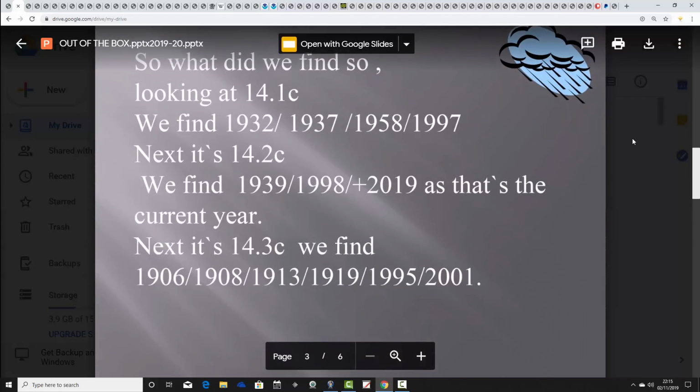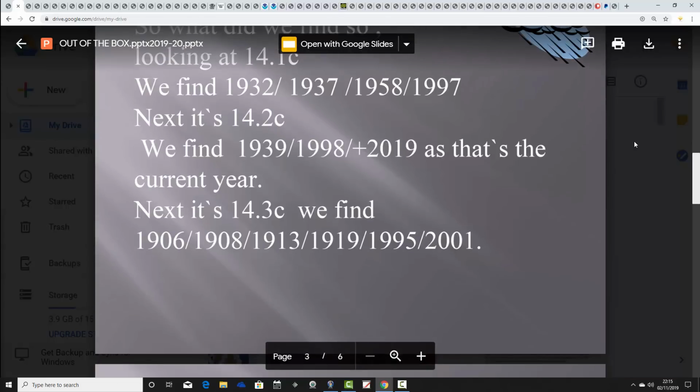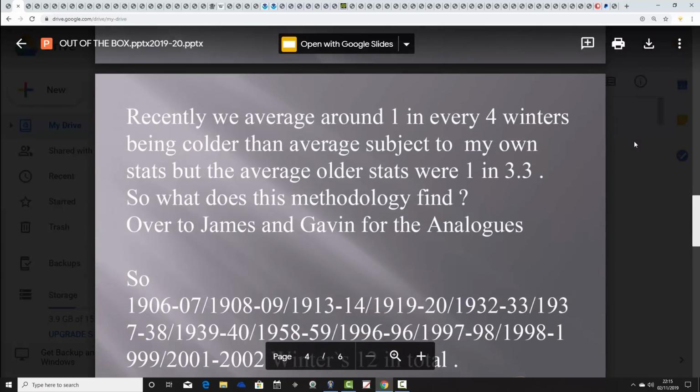So what did we find? Looking at 14.1 Celsius, we find 1932, 1937, 1958, 1997. Next, it's 14.2 degrees, and we find 1939, 1998, plus 2019, as that's the current year. Next, it's 14.3. We find 1906, 1908, 1913, 1919, 1995, and 2001.